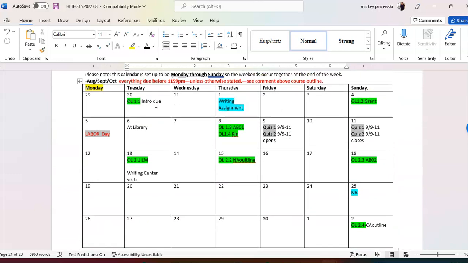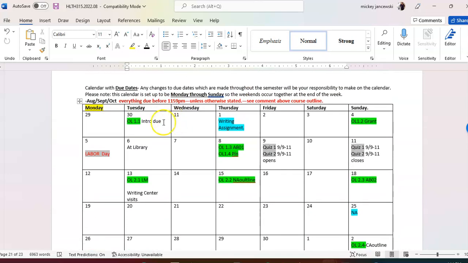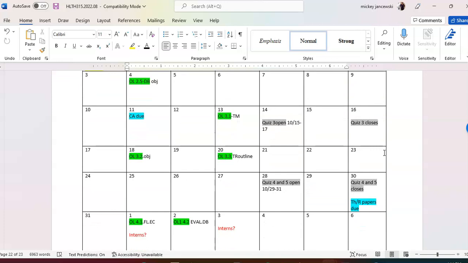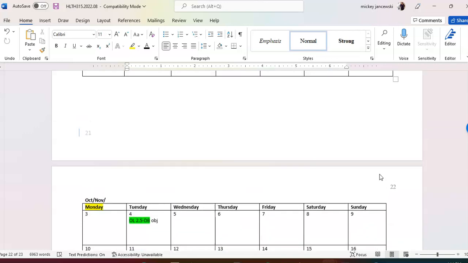Then at the end there is a calendar, and as you can see, almost all of your work is due on Tuesday, Thursday, or Sunday, and your quizzes, when you have them, are open Friday to Sunday. I've done that because most students request that material is turned in as it's due. So just keep that in mind.